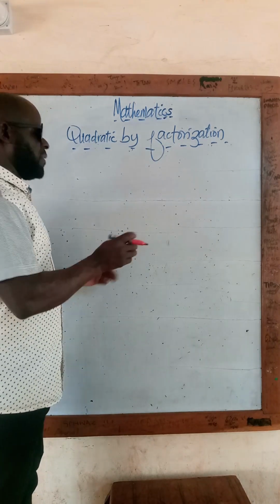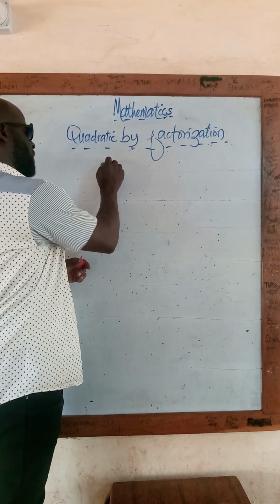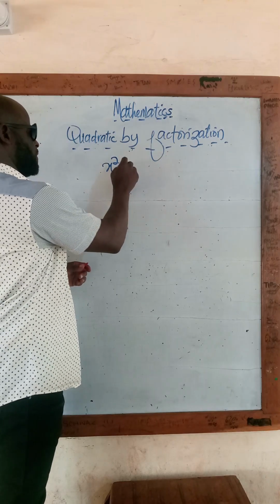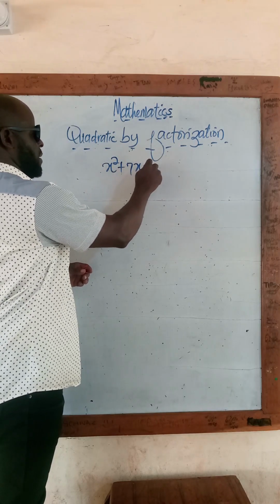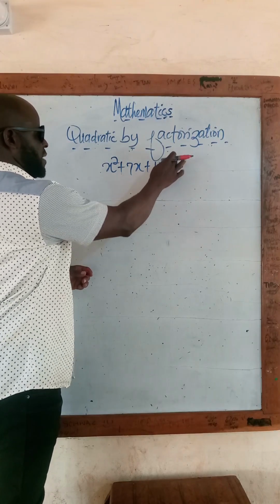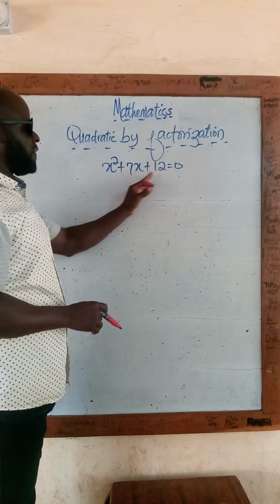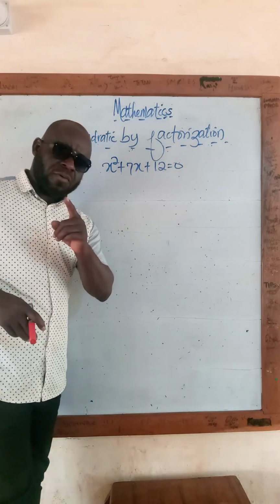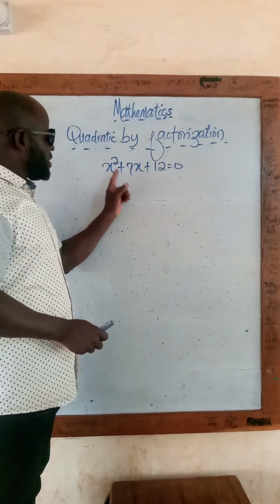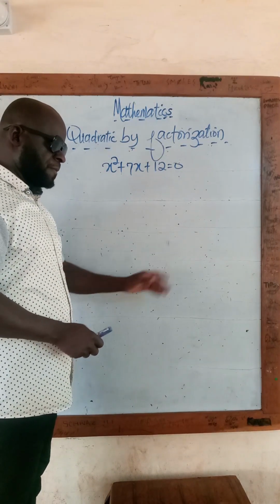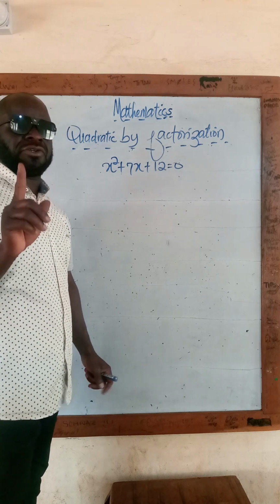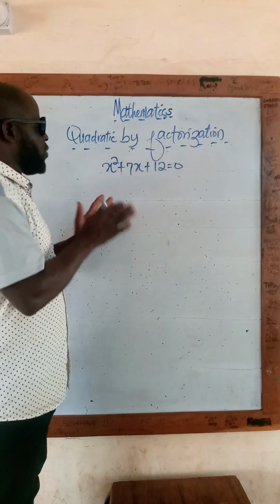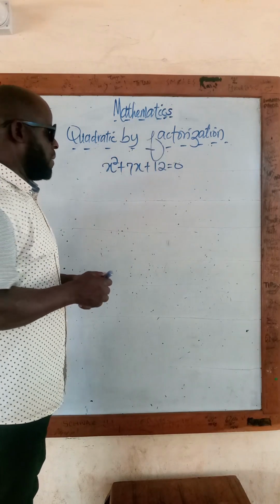Now, if you are given a problem of this nature, x squared plus 7x plus 12 equals 0, and you are asked to solve using the factorization method. Now let me tell you what you should know. You can actually solve the whole of this problem in half a second. But before I teach you that, let us solve using the normal way of solving quadratic equations.